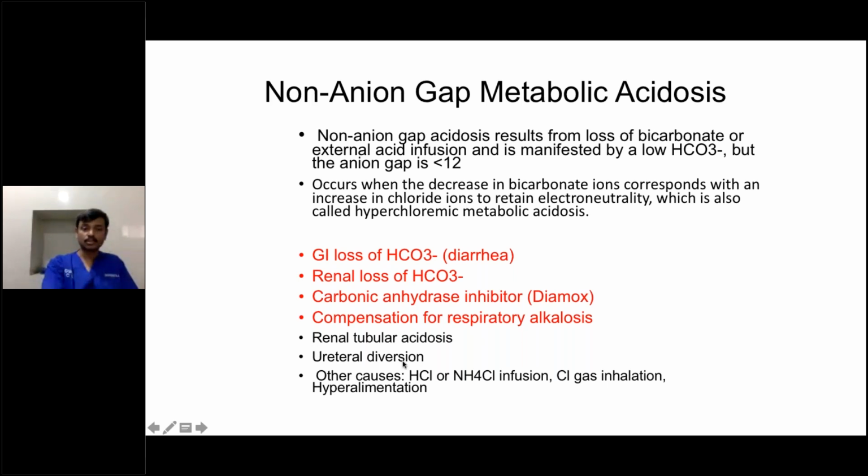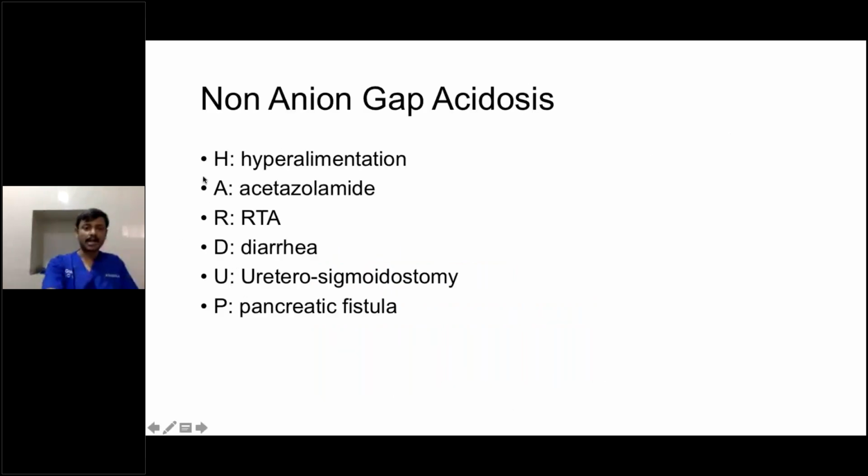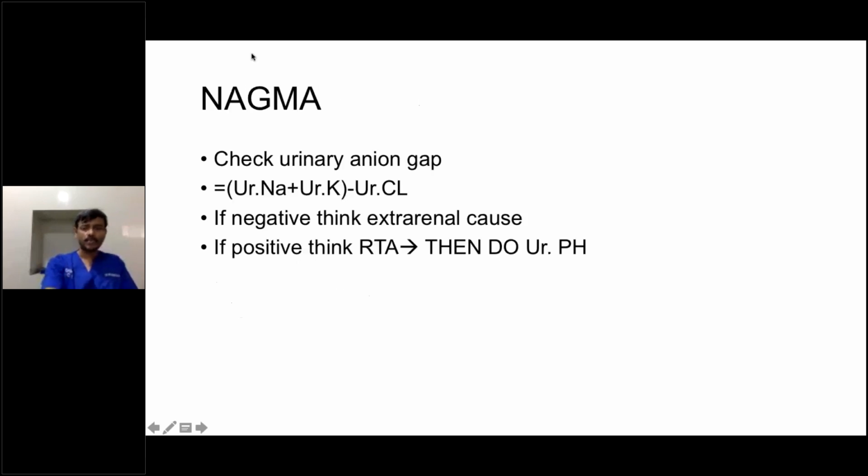renal tubular acidosis, ureteral diversion. Ammonium chloride infusion is very rare actually. So this is how we can remember it: HARDUP. H means hyperalimentation, A means acetazolamide, RTA, renal tubular acidosis, one of the causes for NAGMA, normal anion gap metabolic acidosis, diarrhea, ureterosigmoidostomy, pancreatic fistula. We call it NAGMA, normal anion gap metabolic acidosis.